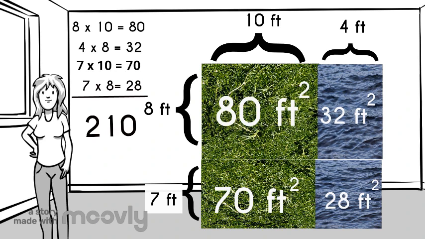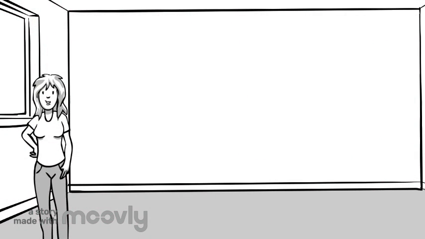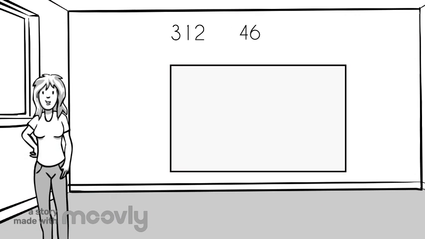Now let's look at how we do this kind of multiplication when we are not looking specifically at an area problem. We can use this to multiply numbers like 312 times 46. What we're going to do is draw a big box. Let's say this side is 312 and this side is 46.